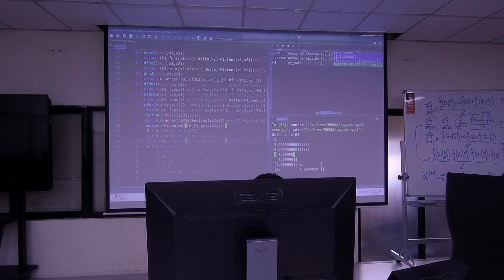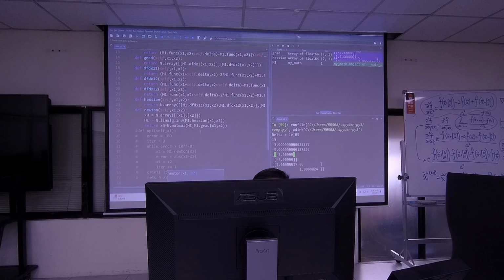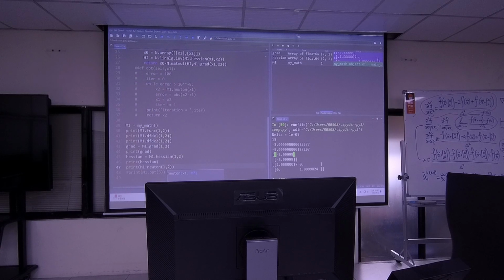Okay, so let's double check. I don't need this line anymore. I will need to check over here 1 and 2. Newton, yes. So if I'm right, the answer should be 3 and 5. So let me just say x1 equals to this. And then just print out x1.